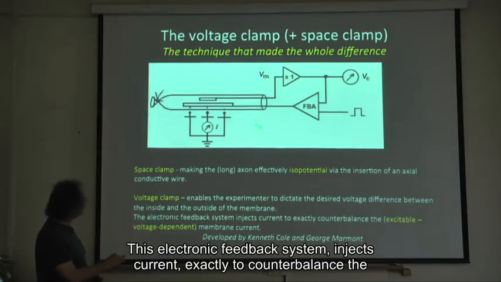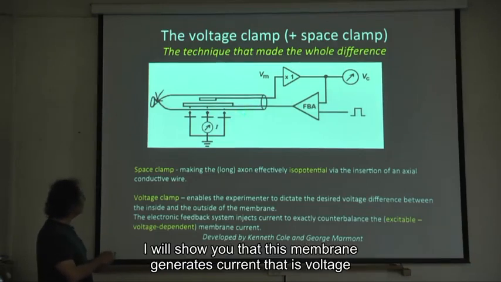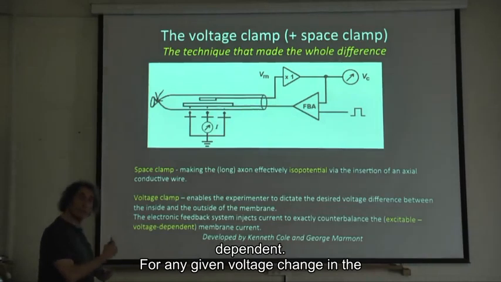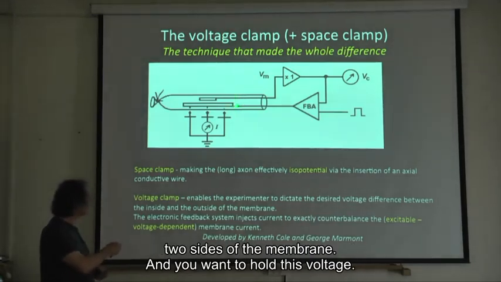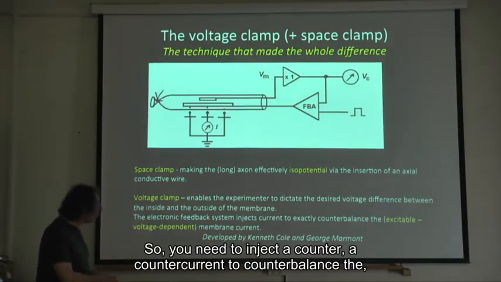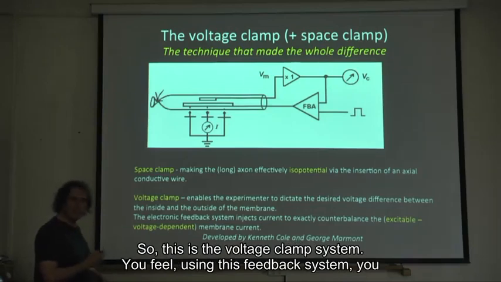This electronic feedback system injects current exactly to counterbalance the excitable, the voltage-dependent current that the membrane wants to generate. I will show you that this membrane generates currents that are voltage-dependent. For any given voltage change in the membrane, there is a new current generated between the two sides of the membrane. And you want to hold this voltage, so you need to inject a counter current to counterbalance the natural current that goes through the membrane. So this is the voltage clamp system.